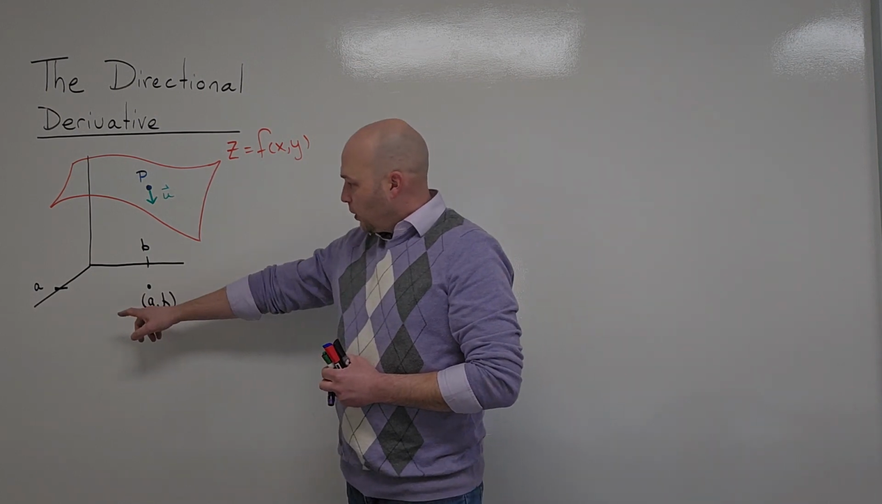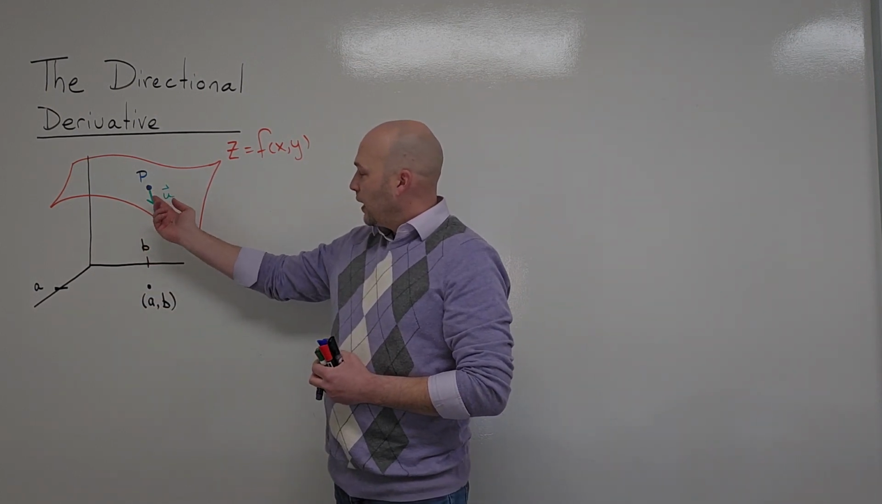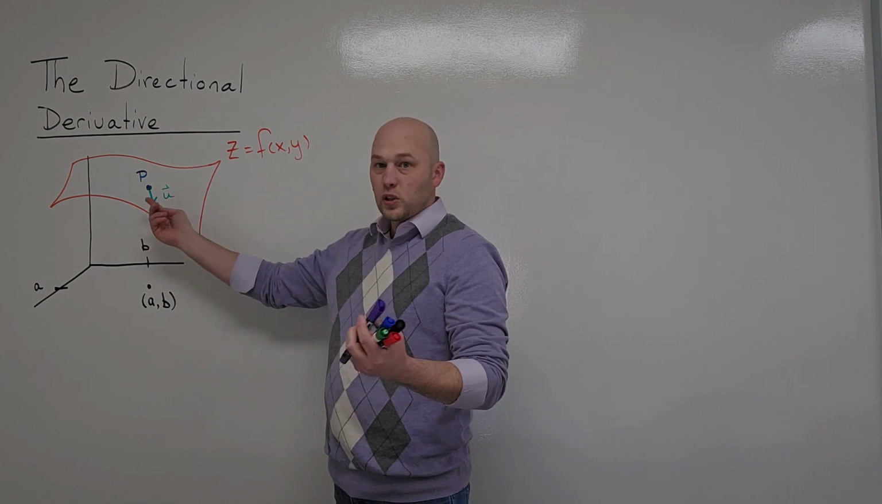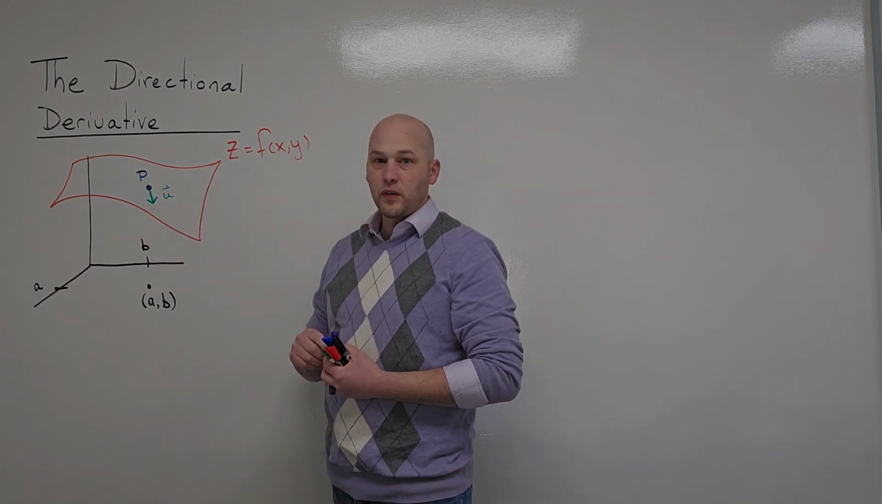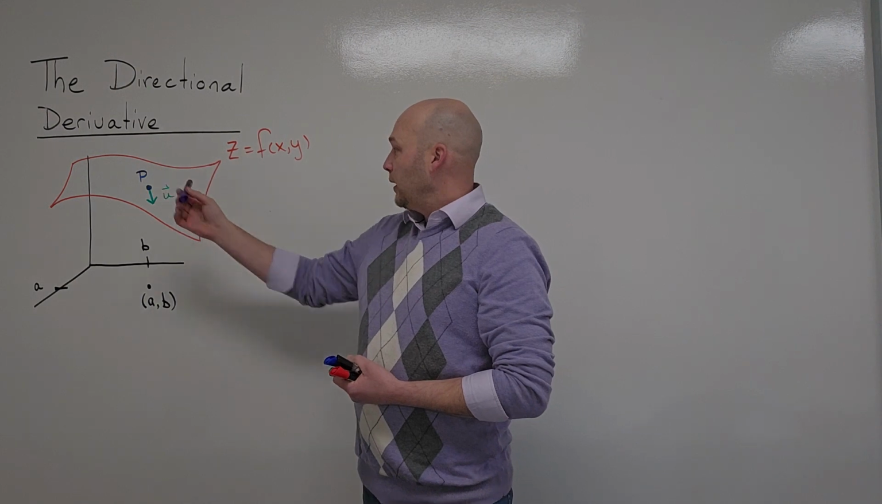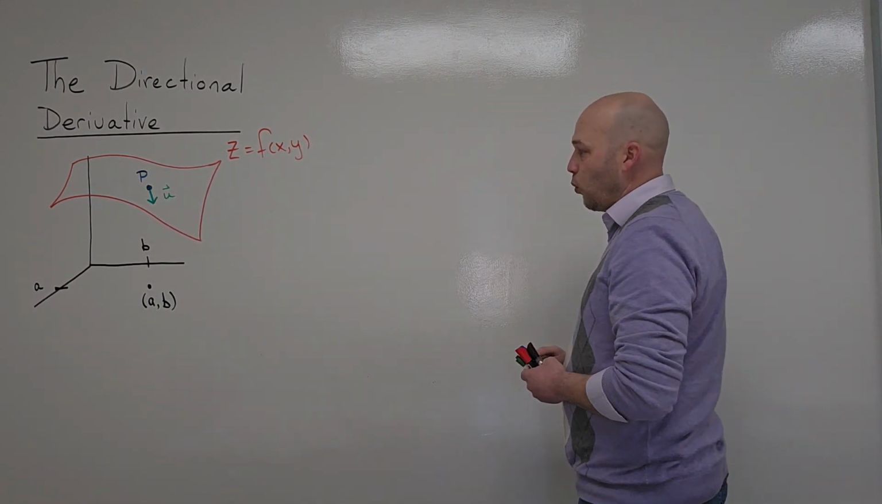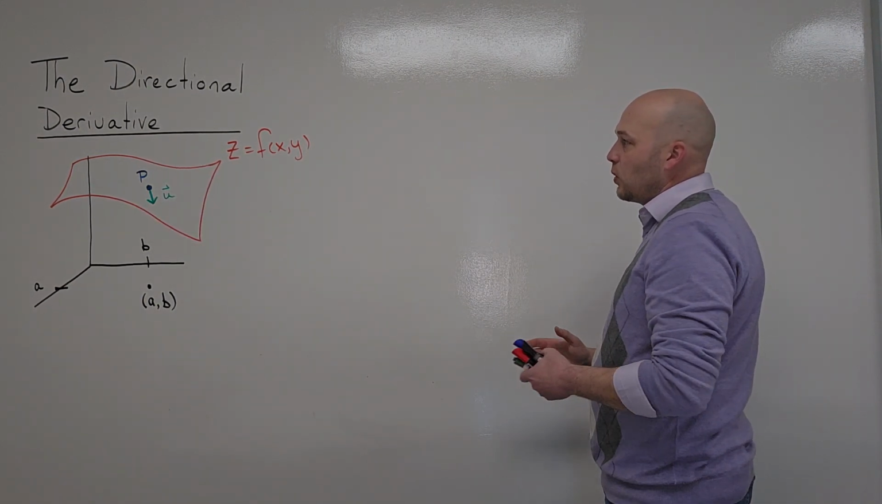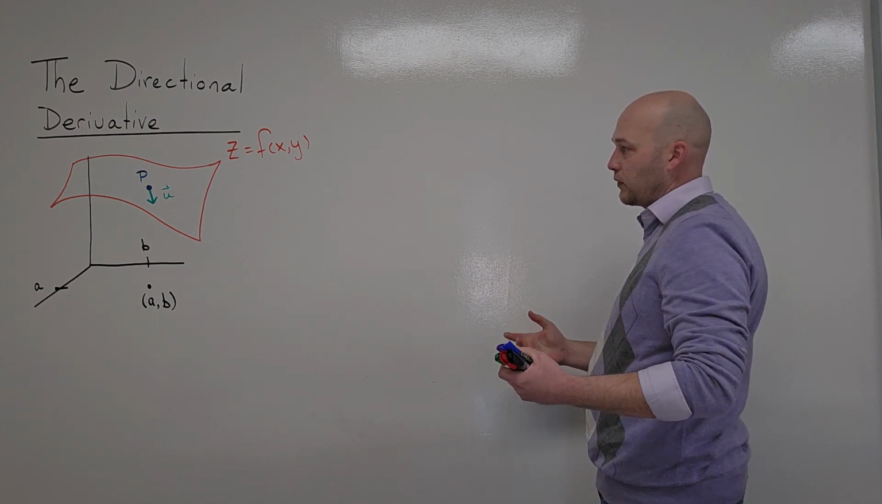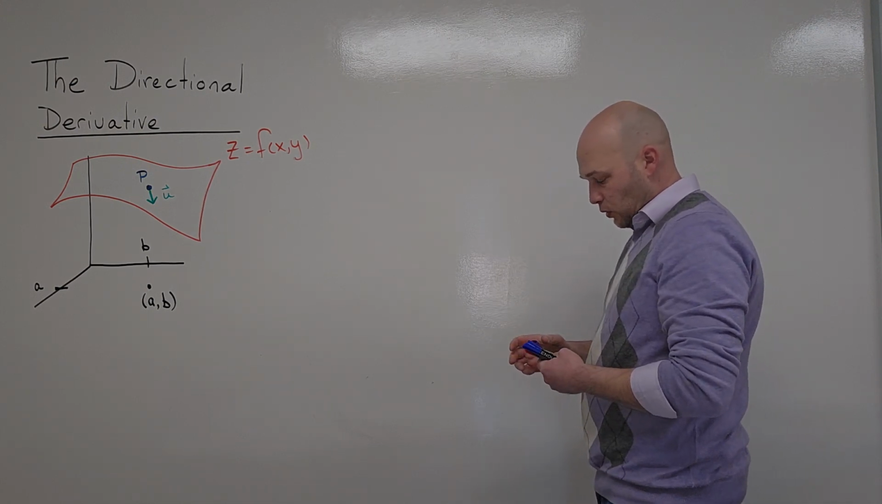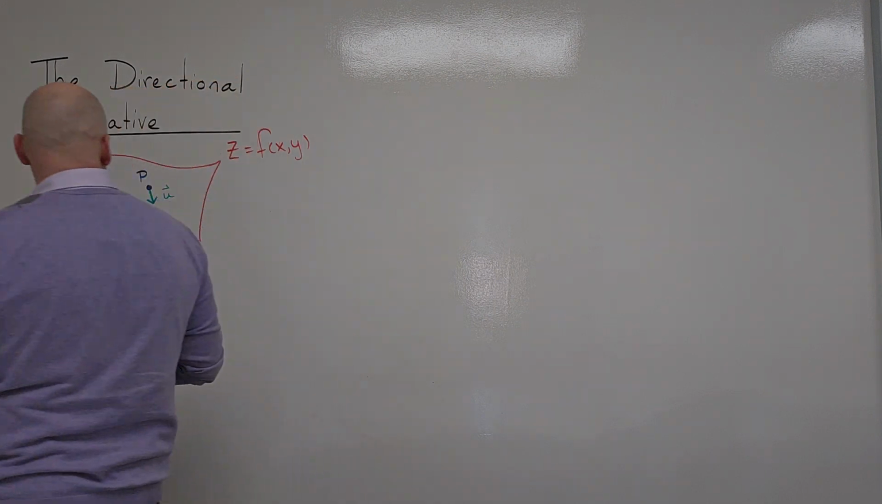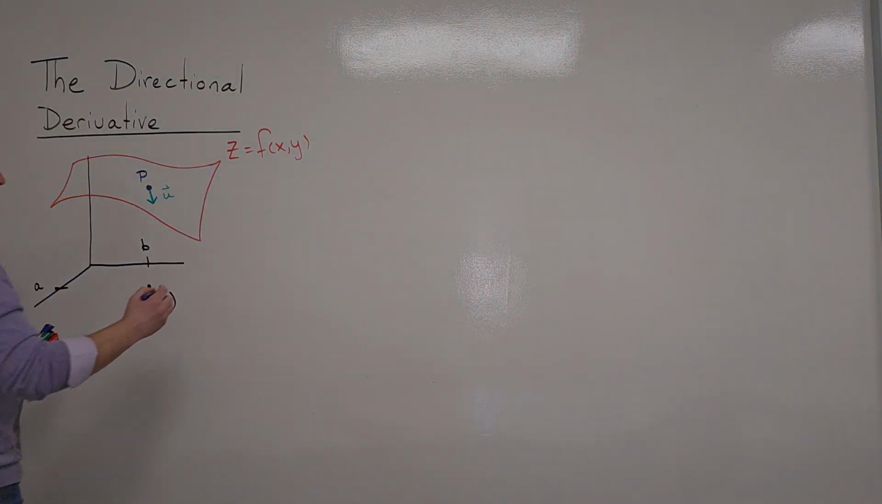Suppose I want to find the rate of change of the surface, or the slope of the surface, in the direction of u. Again, that u could point in any direction we want. As long as it's a unit vector, we can find the derivative, or the rate of change, in that direction. The formula that we're going to use to compute that rate of change is the following.